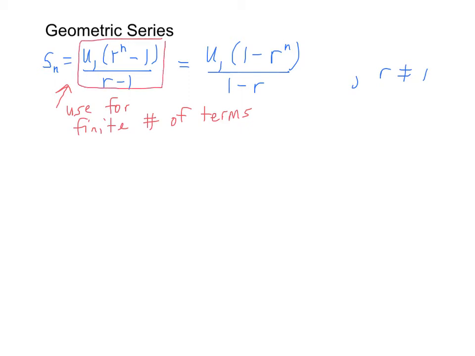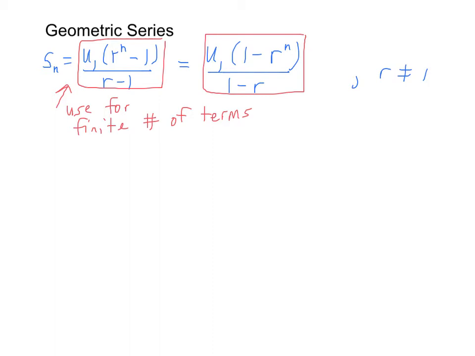You have u sub 1 times r raised to the n. Now that minus 1 is not part of the power, okay? Just r to the n and then minus 1, all over r minus 1. And then here's the other version that they give you. Again, find it in your formula sheet. It's the fourth of 5 given formulas when it comes to sequences and series. And they tell us that r cannot be 1. If the common ratio were 1, then this whole formula here would be undefined, right?